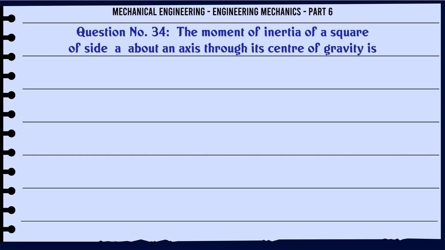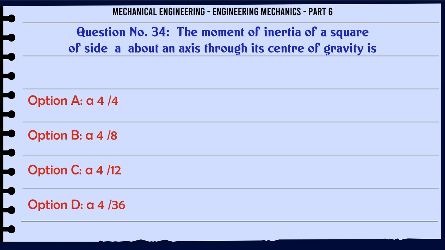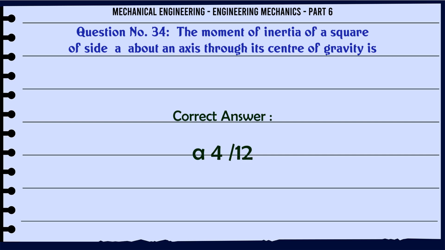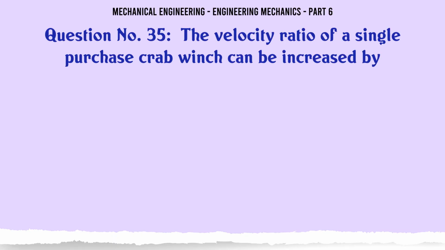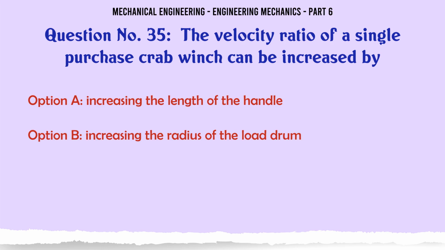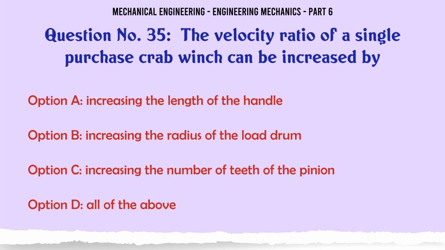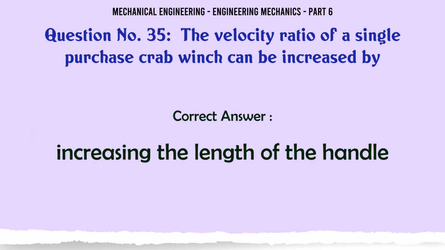The moment of inertia of a square of side A about an axis through its center of gravity is A. The correct answer is A 4. The velocity ratio of a single purchase crab winch can be increased by A. Increasing the length of the handle. B. Increasing the radius of the load drum. C. Increasing the number of teeth of the pinion. D. All of the above. The correct answer is increasing the length of the handle.